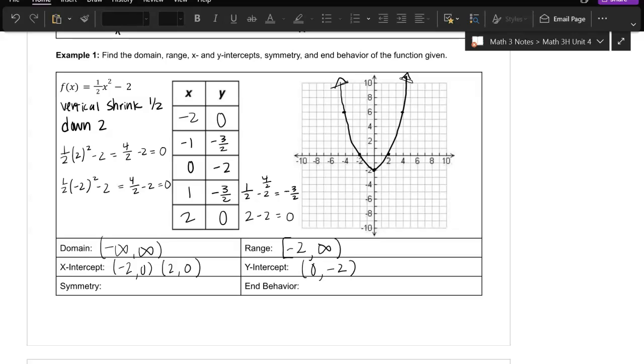Symmetry, we are on the y-axis, and we do have those matching points. Look how the points on the y-axis are all the same. So we would have even or y-axis symmetry.